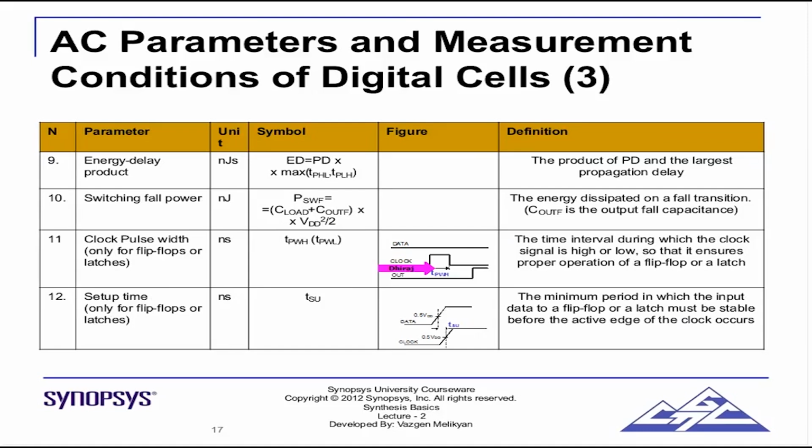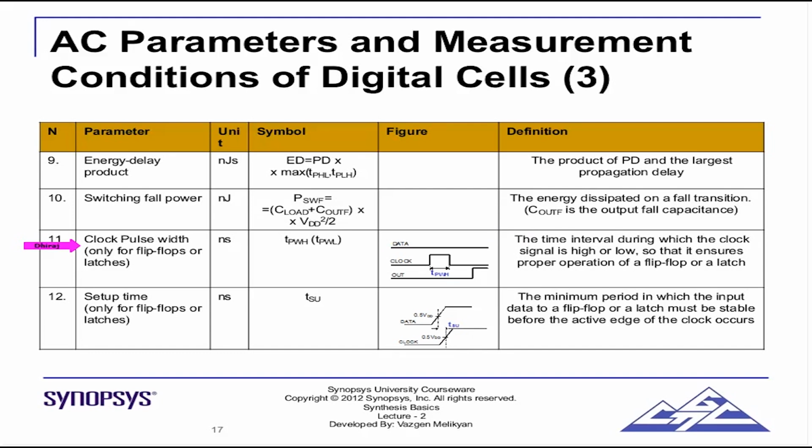The time interval during which the clock signal is high or low, so that it ensures proper operation of a flip flop or a latch. Now clock pulse width is not a major issue for flip flops. The CMOS clocks are very fast. They can switch very quickly, and they do not have a very strict pulse width requirement. This clock pulse width requirement is very critical for memory, for full custom memory.